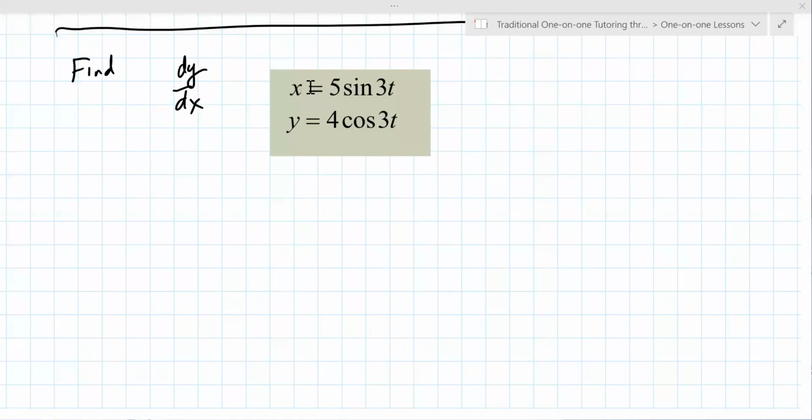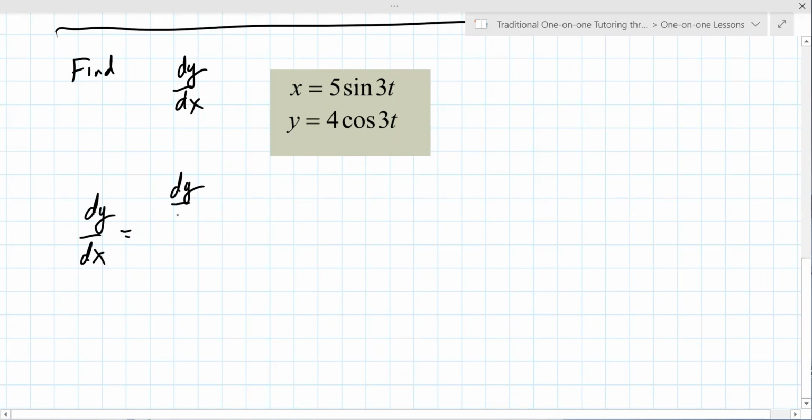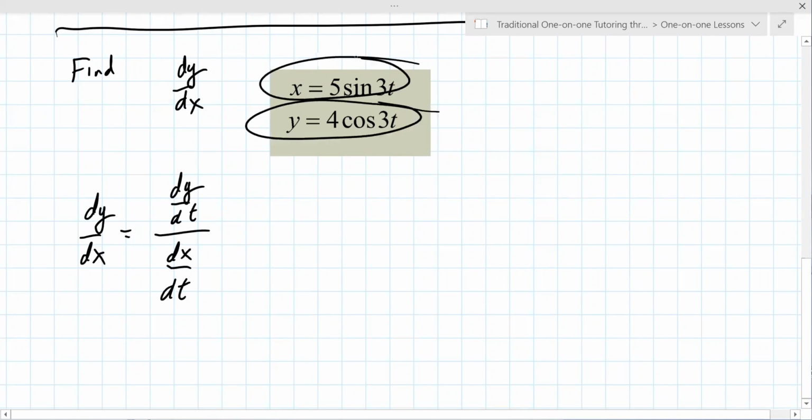Is it just you put the 4 cosine 3t over the 5 sine 3t? You have to find dy/dt and then dx/dt, so you treat them independently. So you find the derivative of 5 sine 3t. Yes, you do that. That goes on the bottom, and then the derivative of 4 cosine 3t on the top.